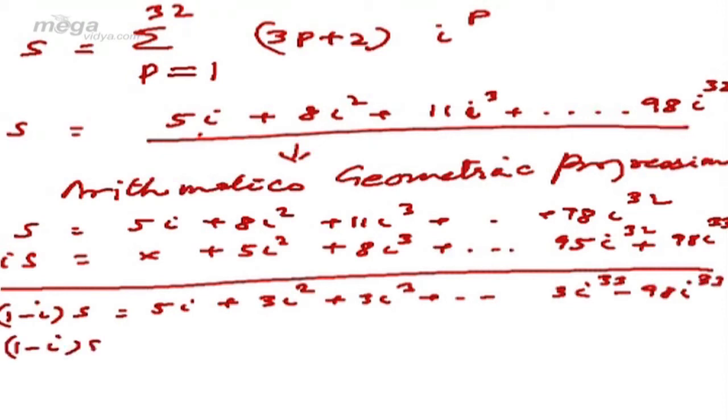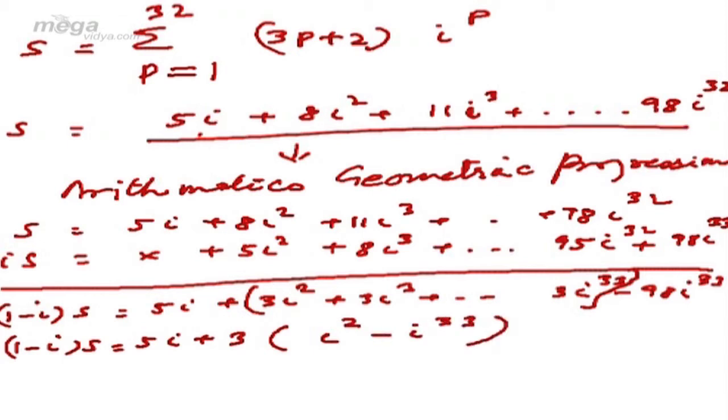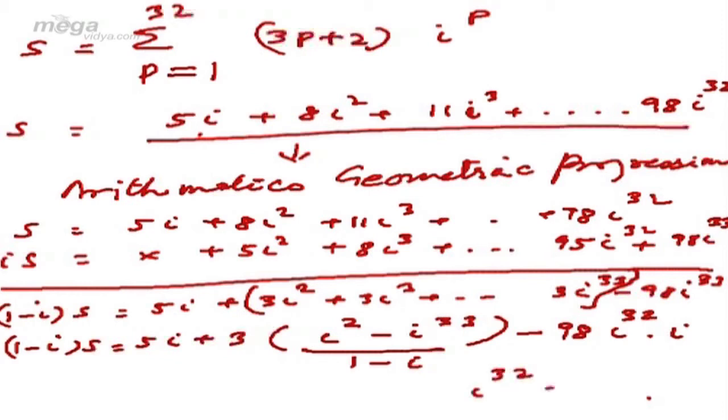(1 minus i) into S is equal to 5i. From 3i square onward till 3i to the power 33, it will become a GP. You take common 3 and you write the sum of the GP, that is i square minus i to the power 33 divided by 1 minus i. The last term 98i to the power 33 can be written as i to the power 32 into i, and i to the power 32 is equal to 1 because you know i square is equal to minus 1. So i to the power 32 will become 1.